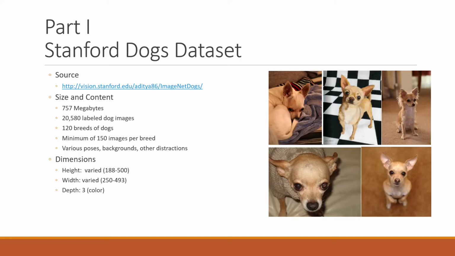As you can see, they show the dogs in various poses with different backgrounds and other distractions, including some with human hands or faces with the animal. The pictures are all in color with a depth of 3. However, the dimensions vary from image to image. For example, I found heights ranging from 188 to 500 and widths from 250 to 493 pixels.